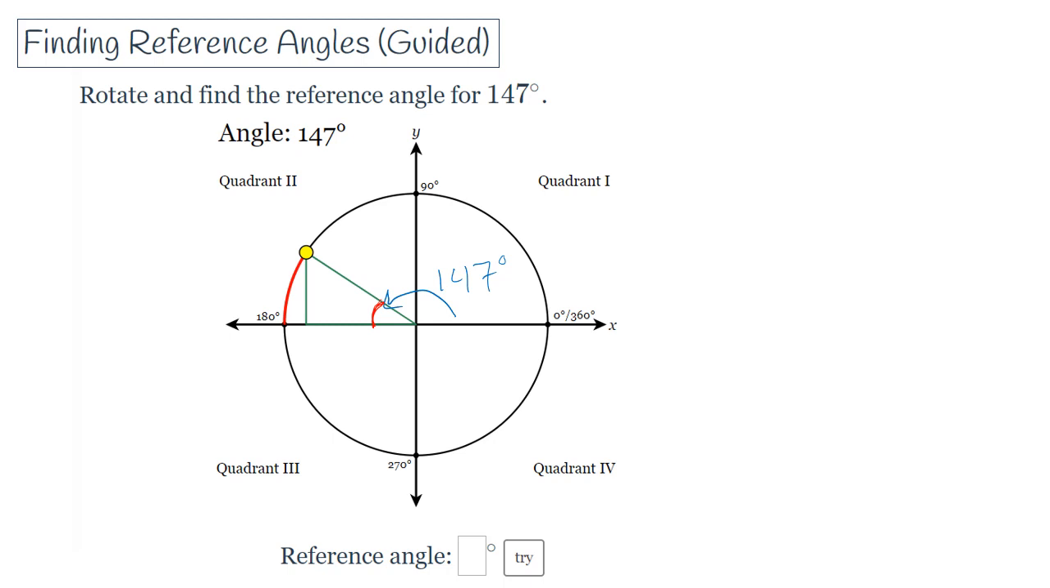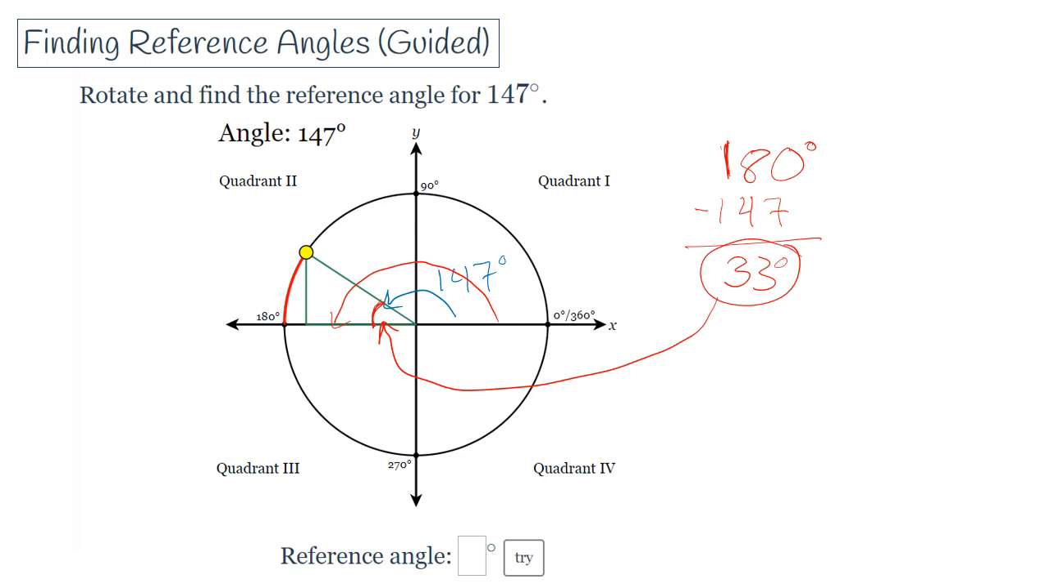So again, if we went all the way around, that's 180 degrees. And we want to find this angle, so it's the difference between that 180 and that 147. So here we would do 180 minus 147. And if you do that, you get 33. So that means that 33 degrees is that angle right there. That's that reference angle. So it's different every time. Sometimes you subtract the angle from 180. Sometimes you take the angle and you subtract 180 from it.